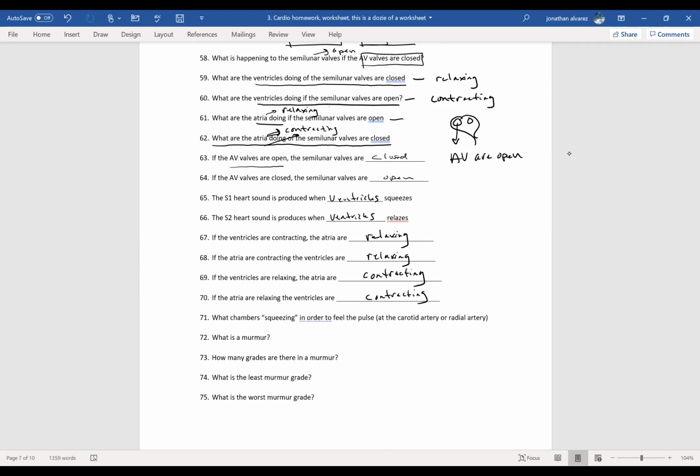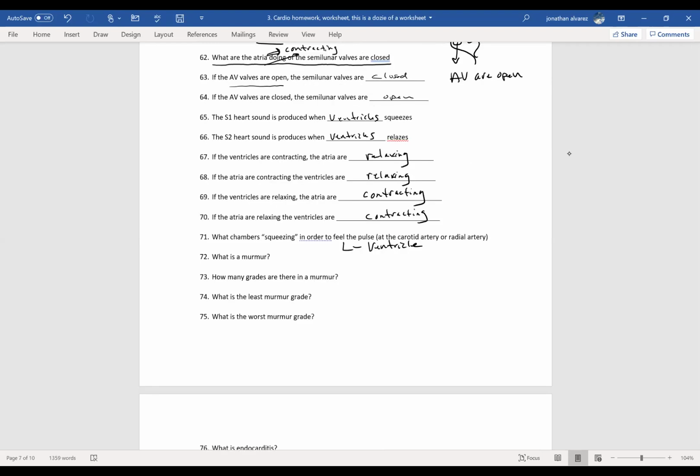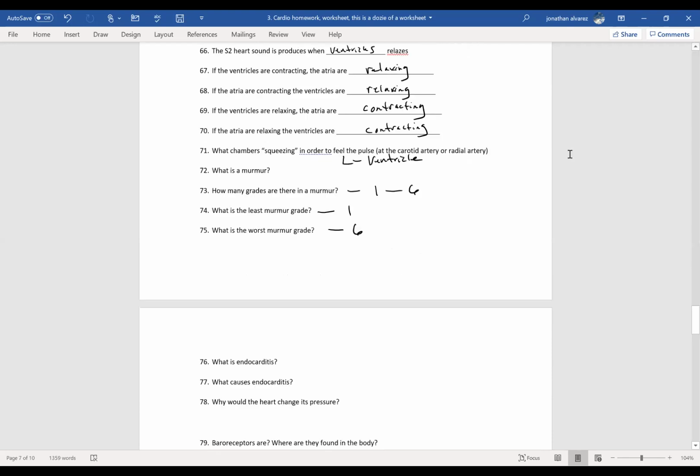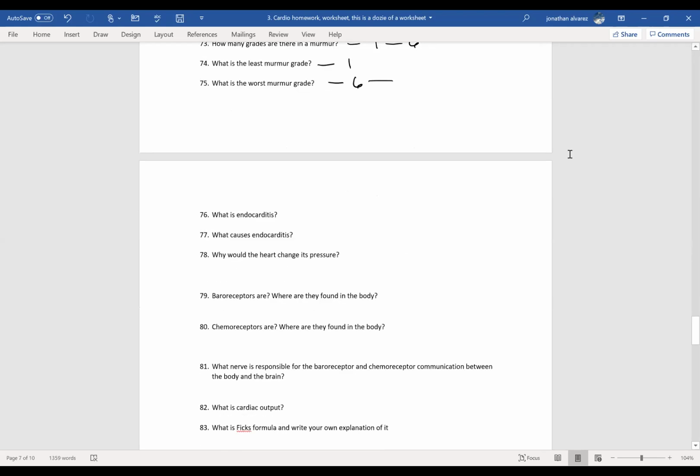Okay, what chambers squeeze in order to feel the pulse? That would be the left ventricle. Okay, a murmur is graded 1 through 6. The least is a 1, the greatest is a 6. In fact, a 6 can be so loud you can hear it without a stethoscope.